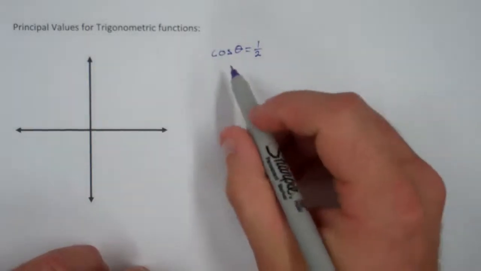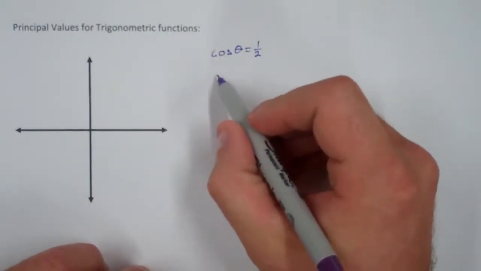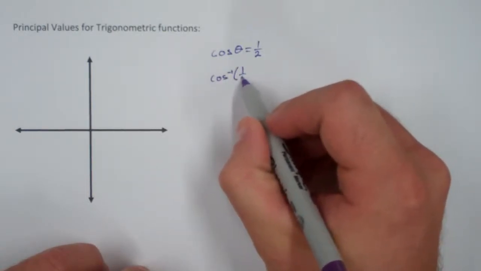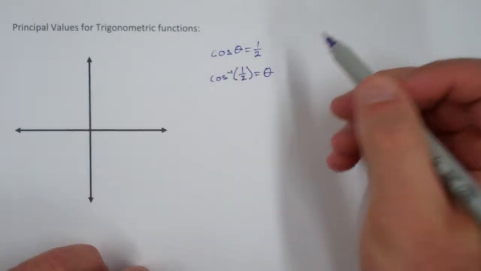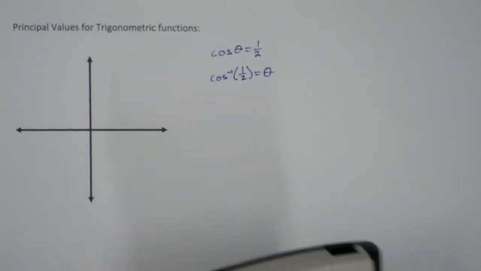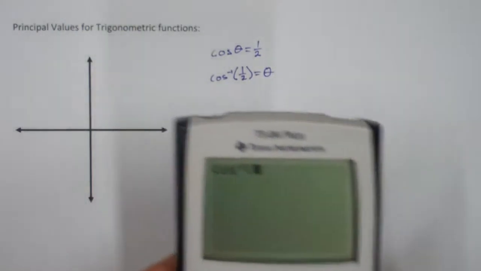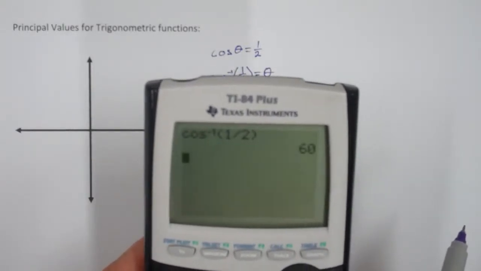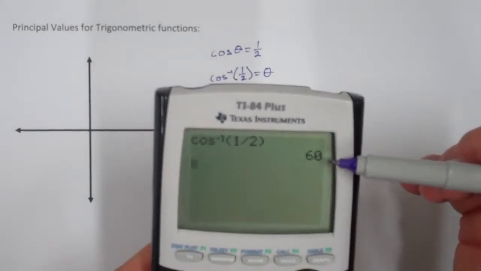And if you didn't realize that from the unit circle, you might take this approach. You might say, well, let's do the inverse cosine of 1/2, and that will give us an angle. And we can type that in our calculator and see what happens. So we'll do the inverse cosine here of 1 divided by 2. And as long as we're in degree mode, it should pop out with 60 degrees.